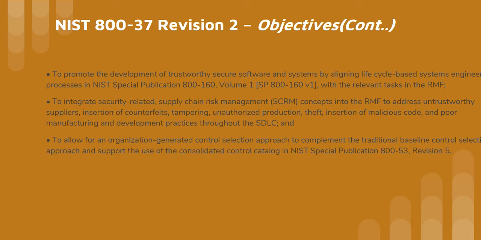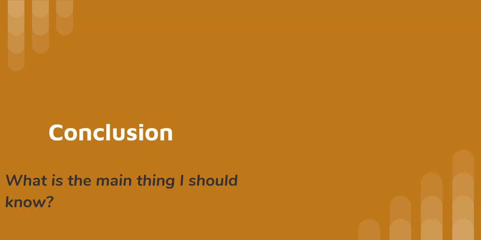to integrate security-related supply chain risk management concepts into the Risk Management Framework to address untrustworthy suppliers, insertion of counterfeits, tampering, unauthorized production, theft, insertion of malicious code, and poor manufacturing and development practices throughout the system development life cycle; and to allow an organization to generate a control selection approach to complement the traditional baseline control selection approach and support the use of a consolidated control catalog in Special Publication 800-53 Revision 5.